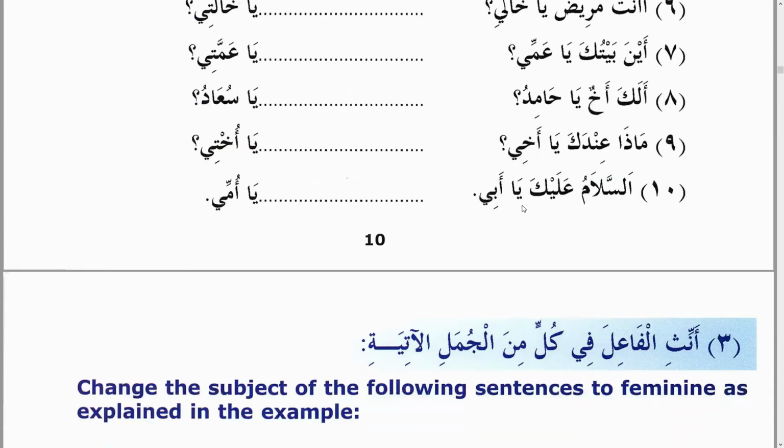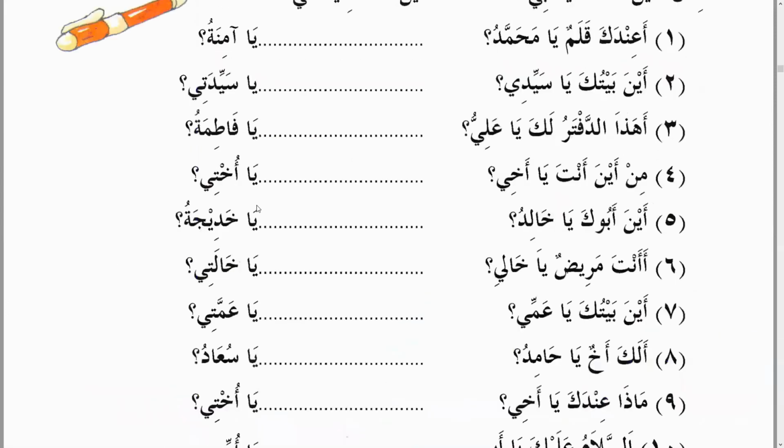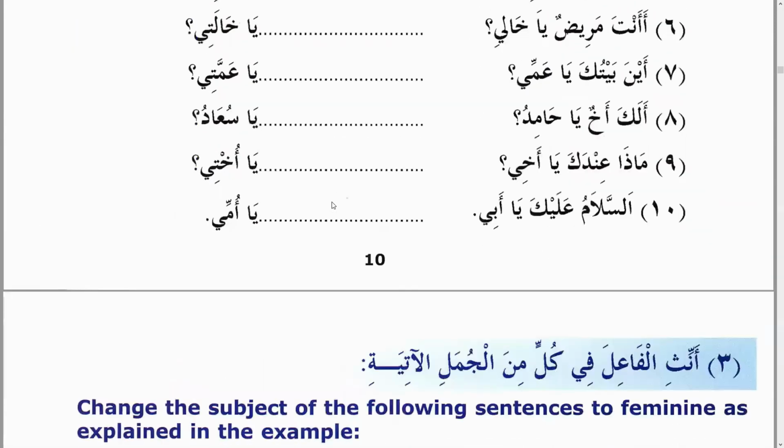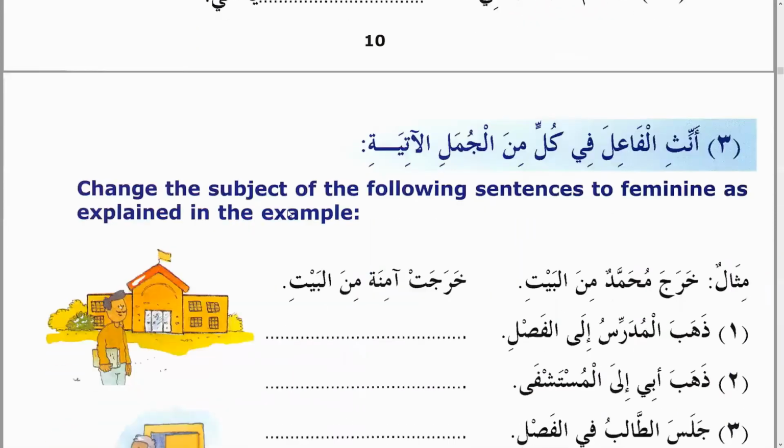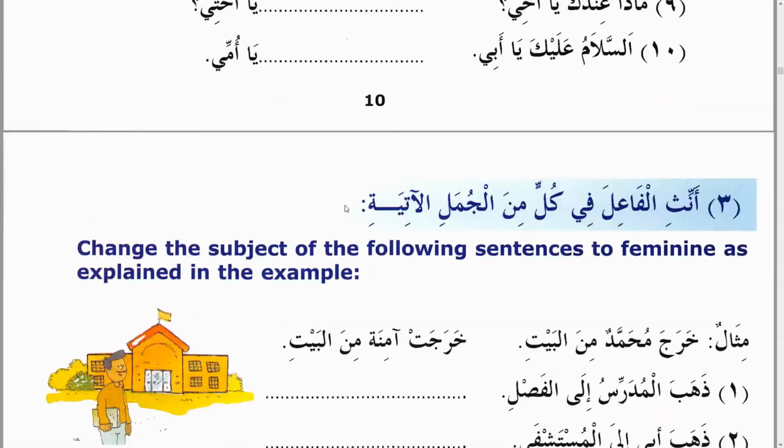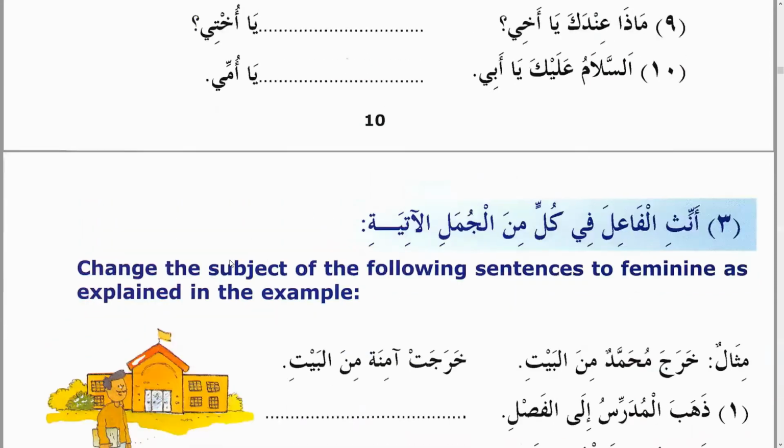As-salamu alayka ya abi. Peace be upon you, oh my father. As-salamu alayki ya ummi. Right? This was the exercise where we changed the ka to ki. Alhamdulillah. I hope it gave us good practice about it. Next one is about the verb.